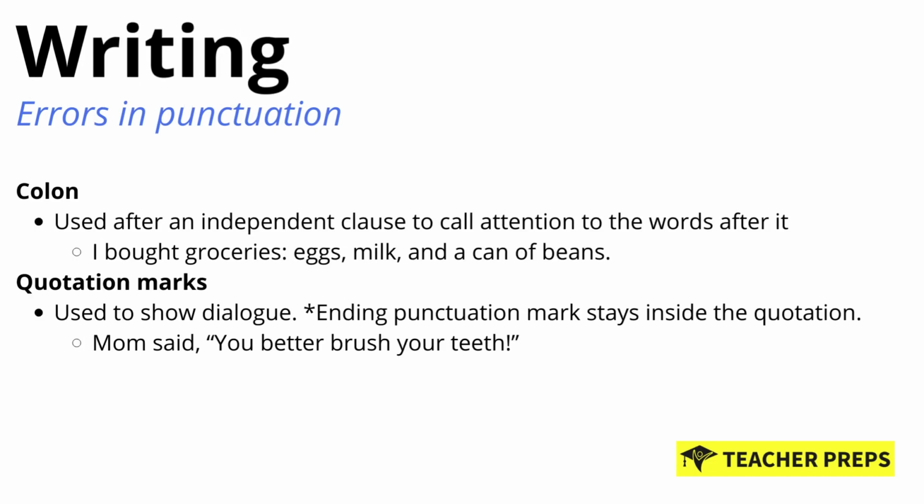Here are our next errors in punctuation. We have the colon. This is used after an independent clause to call attention to the words after it. For example, I bought groceries: eggs, milk, and a can of beans.